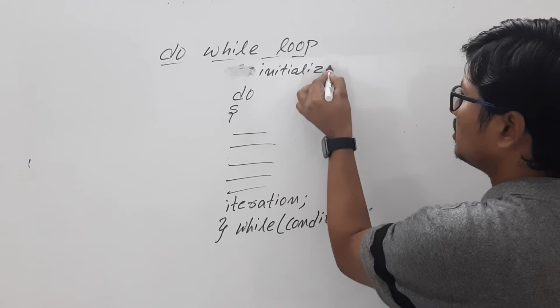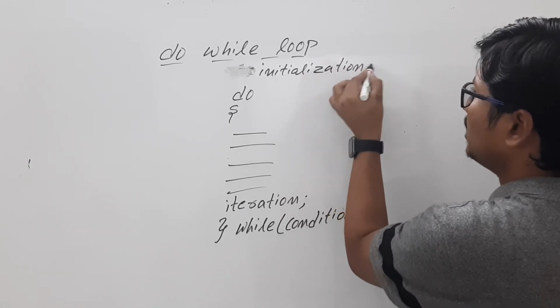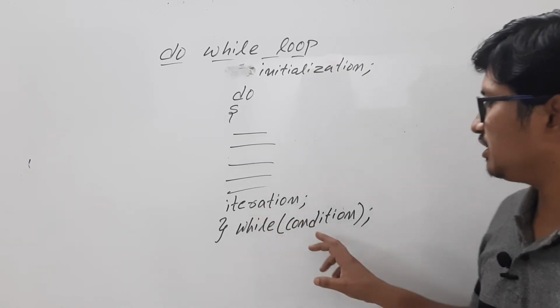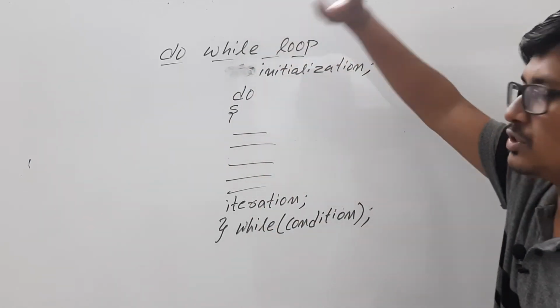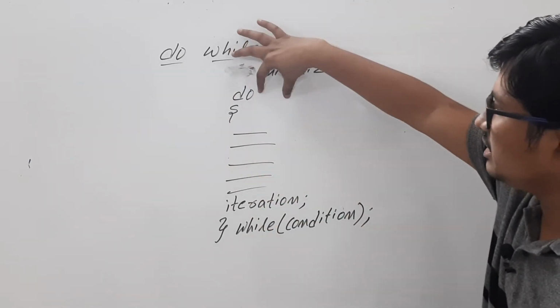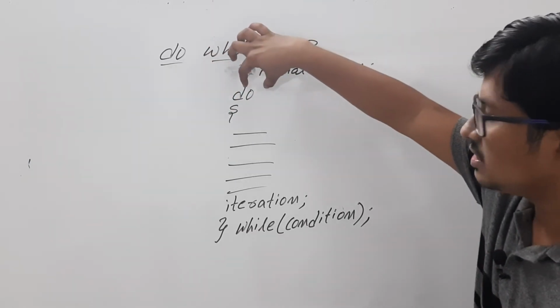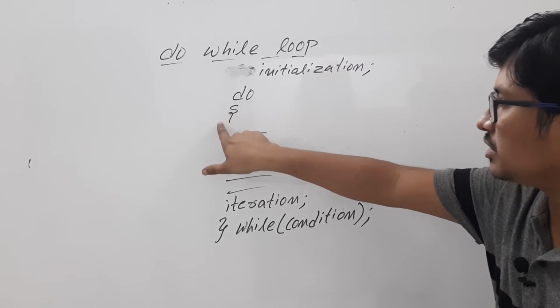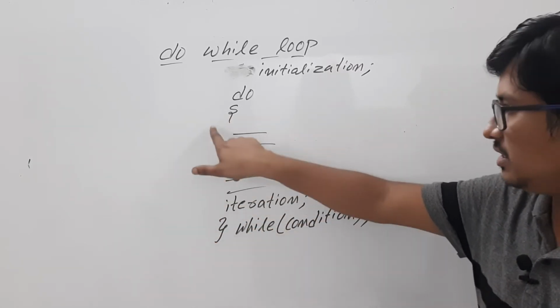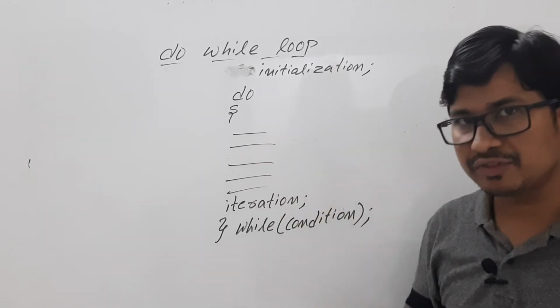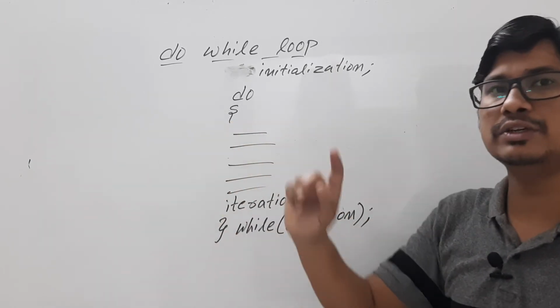So this is the syntax of do while loop. You will have initialization, iteration, and condition. So what is actually happening? The condition is not verified before entering into the loop. It is verifying after executing the statements once, which are there in the loop, then it is verifying the condition. So the minimum number of times these statements will be executed is 1.